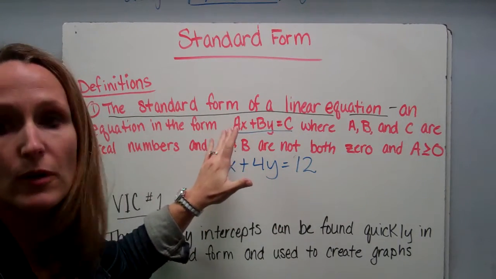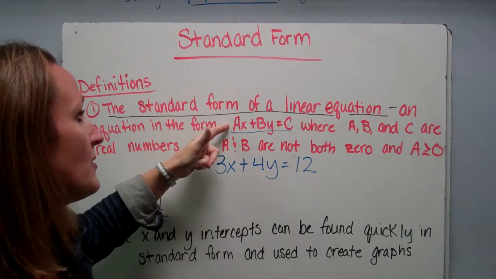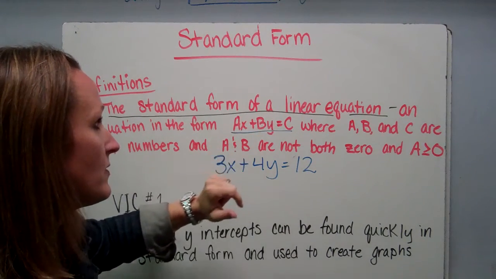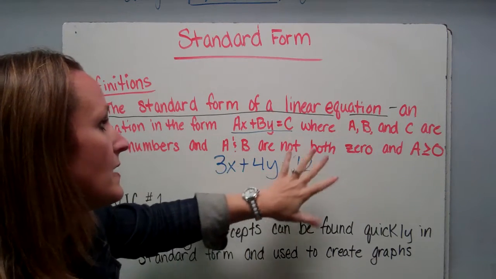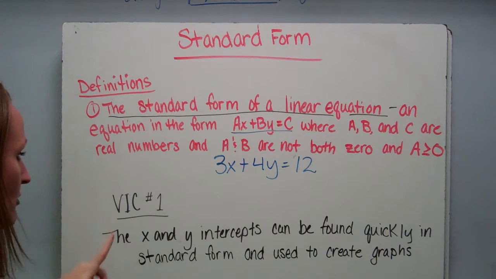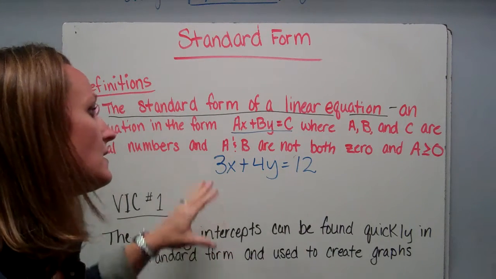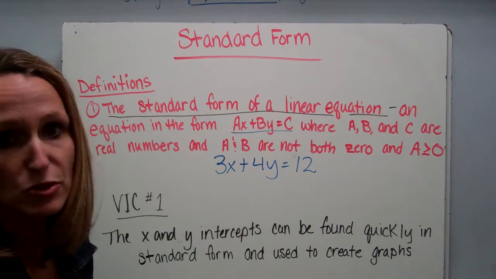So you're going to have a whole number, or of some variety, can also be an integer, in front of x. You're going to have another number in front of the y, and then your c just represents a number all by itself. Very important concept number 1. You need to know you can find your x and y intercepts very quickly from this form, and then you can use it to create graphs.